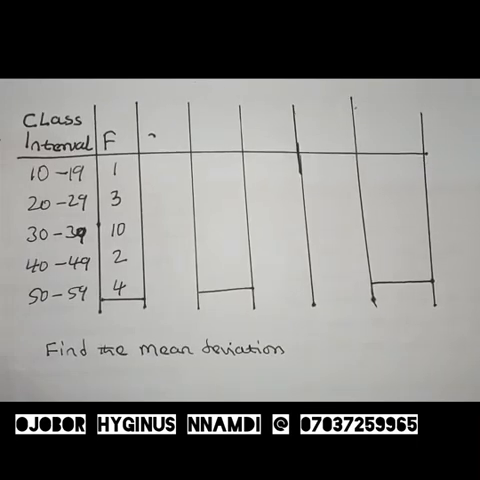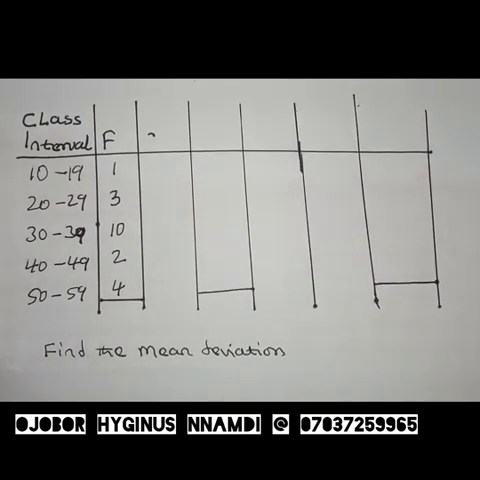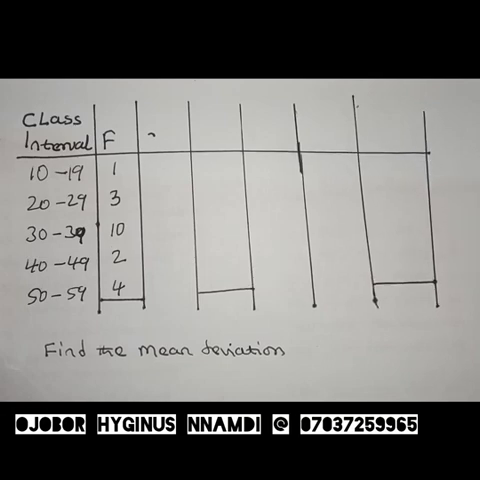Let us solve for the mean deviation of this set of data as shown on the table. To solve any statistical question, we need to know the formula, and when we know the formula, that is what is going to determine the content of the table. So we are going to first of all identify and write out the formula for mean deviation.